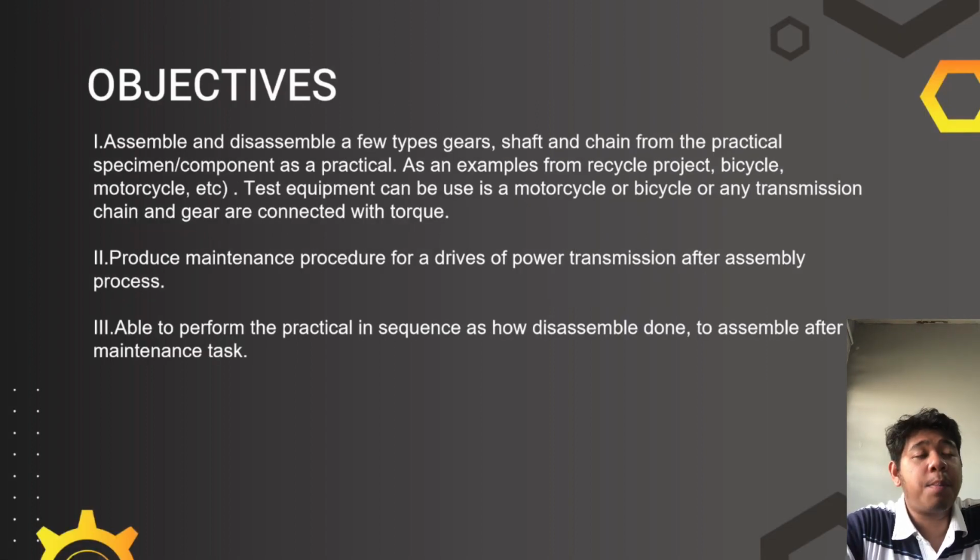Objective for the power transmission. Number one, assemble and disassemble a few types of gears, shafts and chains from the practical specimen component as a practical, for example from a bicycle, motorcycle, etc. The test requirement can be used in a motorcycle or bicycle or any transmission where chain and gear are connected with torque.